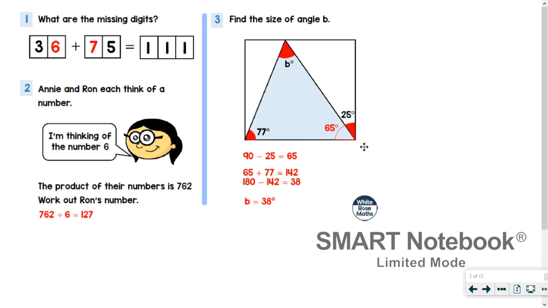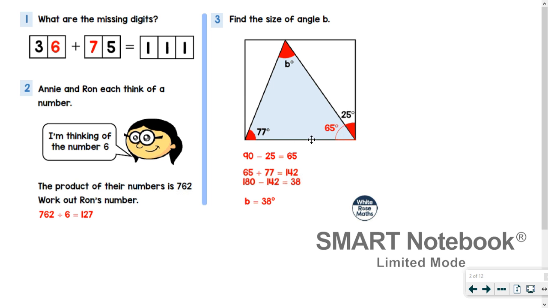Now if you look at the square, that angle there in the corner is a right angle. We know a right angle is 90 degrees. So this part here, add 25, must equal 90. So we're going to use the inverse to get the missing part. So the whole 90, take away this chunk 25, leaves us with 65 degrees for this angle.